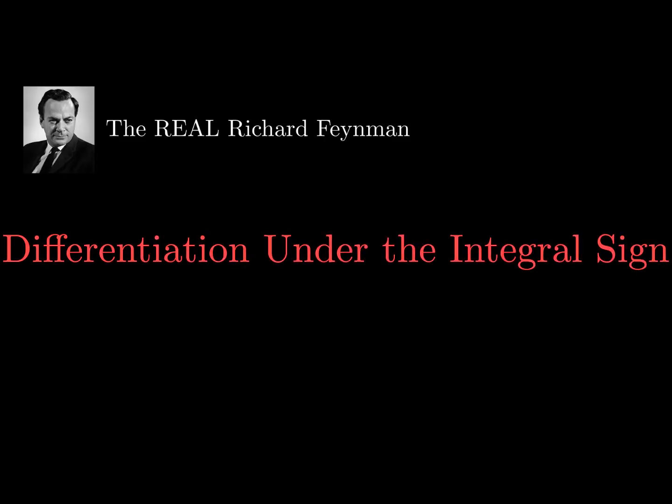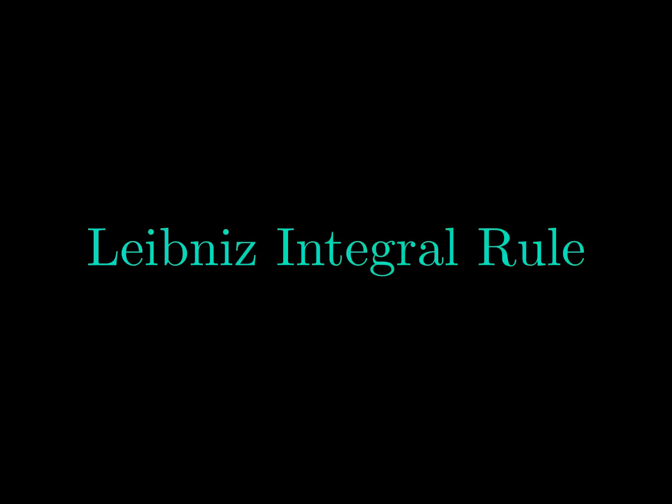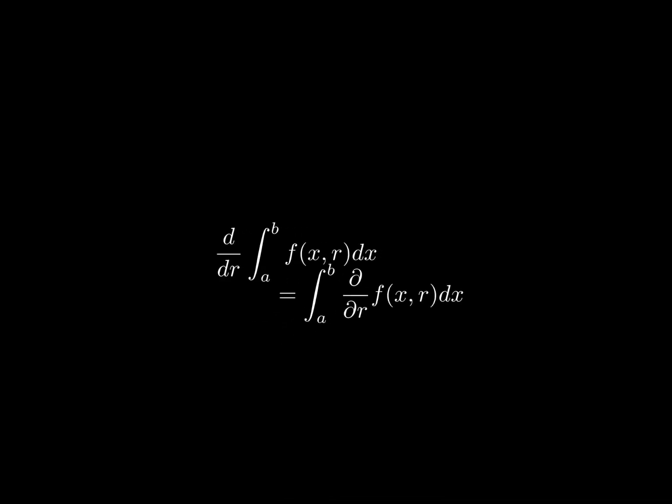Differentiation under the integral sign, also known as Feynman's trick, is a method used to evaluate complex integrals. But before we can go over that, we need to touch on the Leibniz integral rule, which tells us that we can swap the differentiation and integral signs in expressions like these. Keep this in mind for the future.